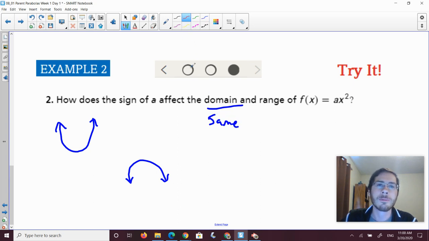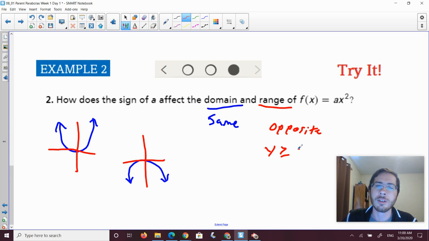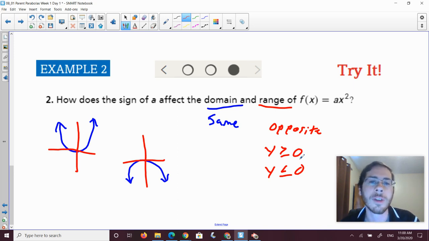But the range is going to flip. So here, if we kind of set our parabola, it'll go like this. Our range was always positive, and now here, if we flip it, the range is always going to be negative. So the range is going to be the opposite. So for example, if the range used to be y is greater than or equal to 0, if we change the sign, we get y is less than or equal to 0. So that's kind of cool. So it does affect our domain and range. We talked a little bit about domain and range before. This is just reviewing domain and range.